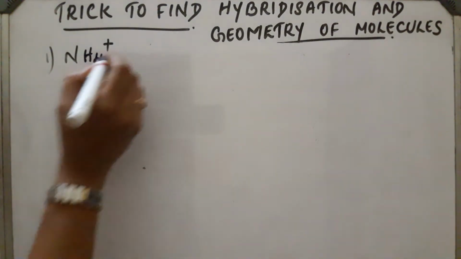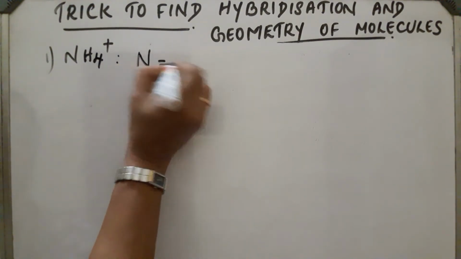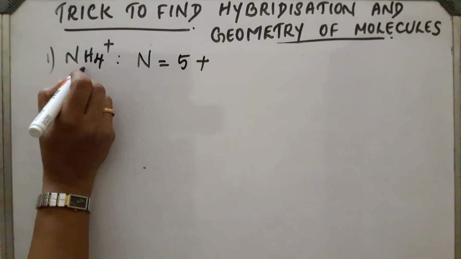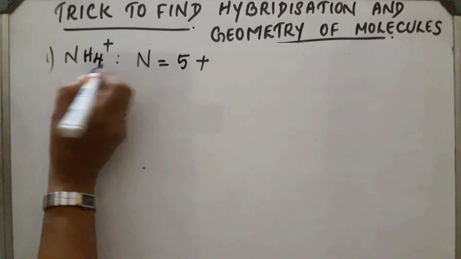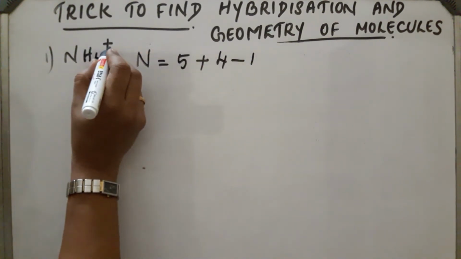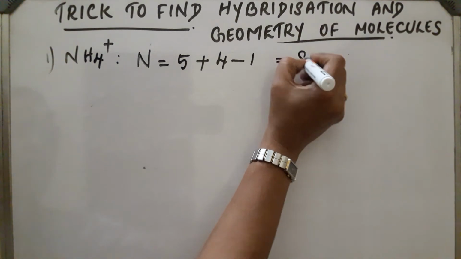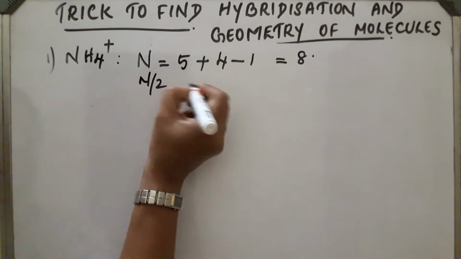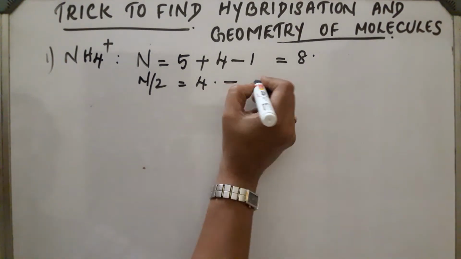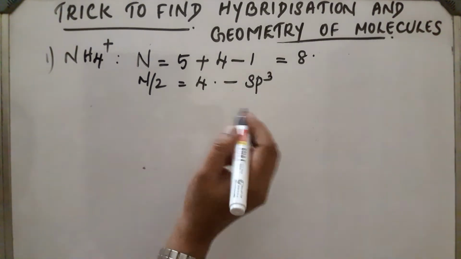NH4 plus. Here nitrogen is the central atom. So N will be equal to, nitrogen contains 5 valence electrons plus 4 surrounding monovalent atoms, okay, 4. Then minus 1, as it contains plus charge, so minus 1. So this is equal to 8. So N by 2 equals 4. Okay, 4 means the hybridization is sp3.